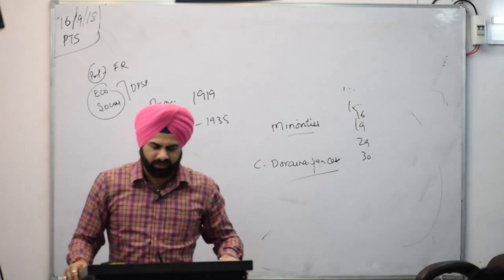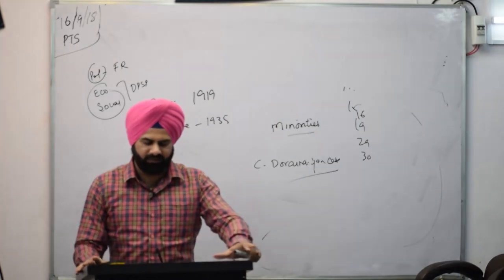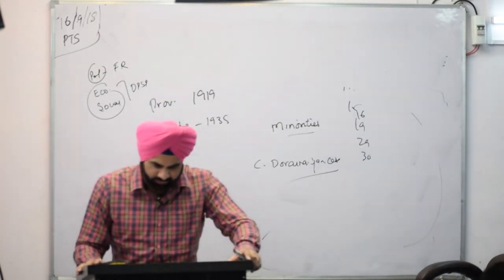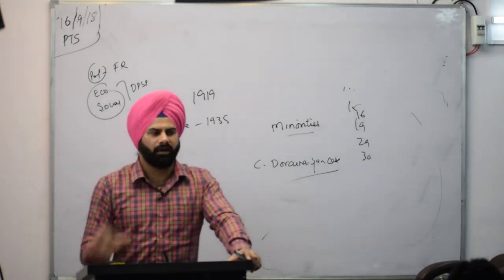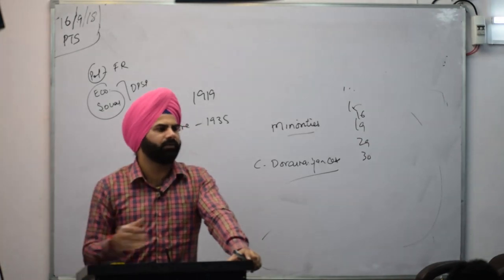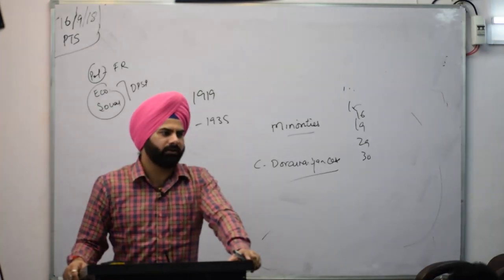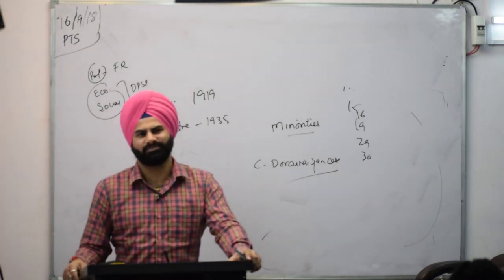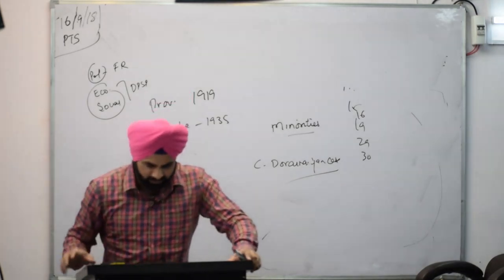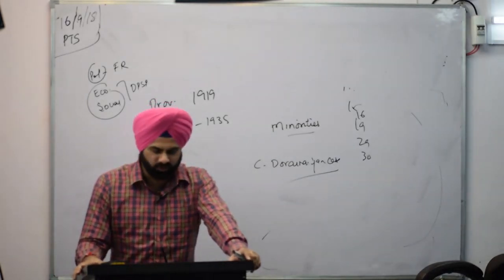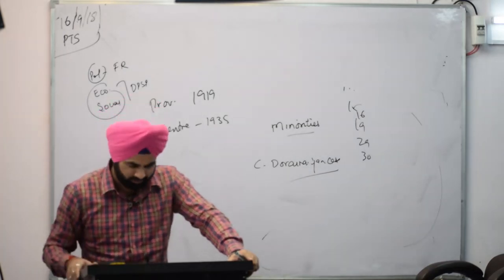Question number 14. The granting of fundamental rights has ensured which of the following? Individual liberty is ensured or not? It is ensured, definitely. Socialistic state. It is not a fundamental right that brings a socialist state. Independent judiciary. That is the separation of the judiciary from the legislature, which you are saying. Welfare state. Only individual right, liberty, is given as part of the fundamental rights, and the rest are not given.